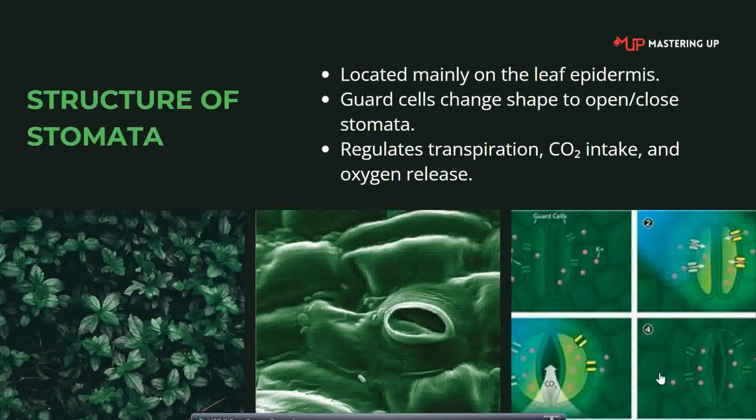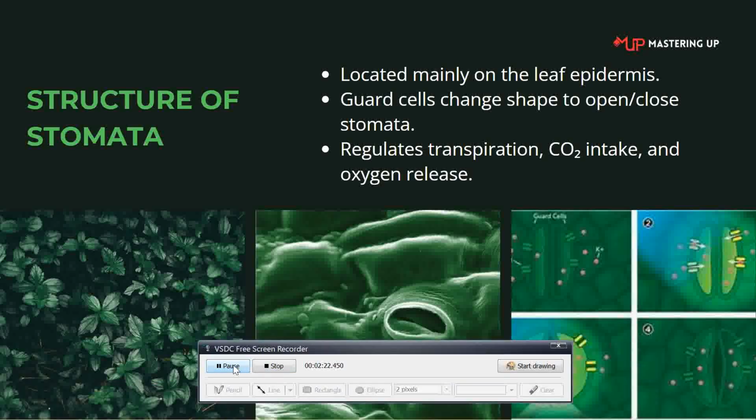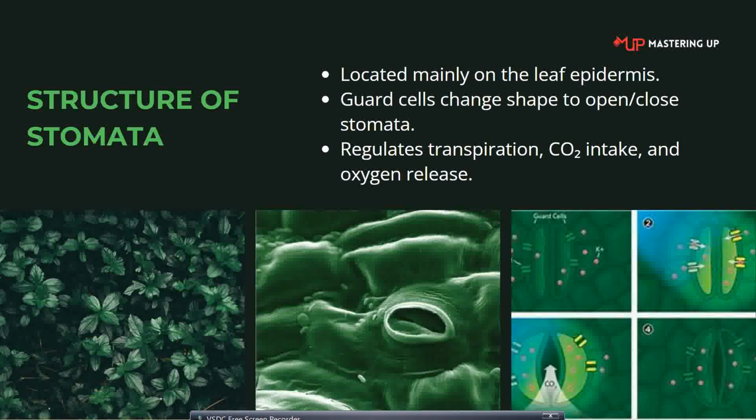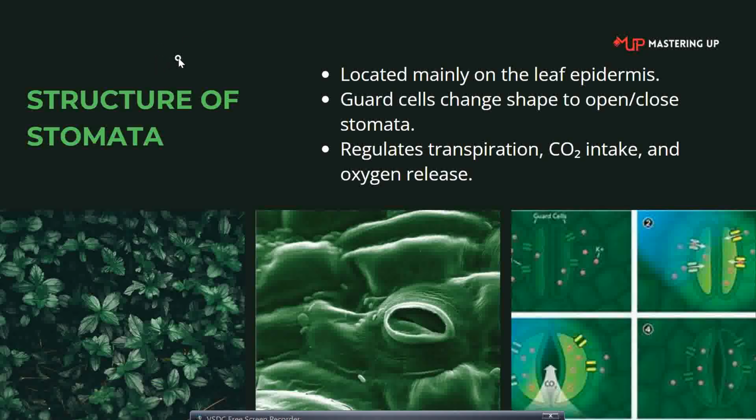So now the structure of stomata. Here we will be discussing the structure, how the stomata is arranged and how it is built. Okay, so now let's discuss the structure of stomata. So basically let me draw that. First of all, there are a few stomata present on the upper surface of the leaf. Majorly they are present on the lower surface of the leaf.